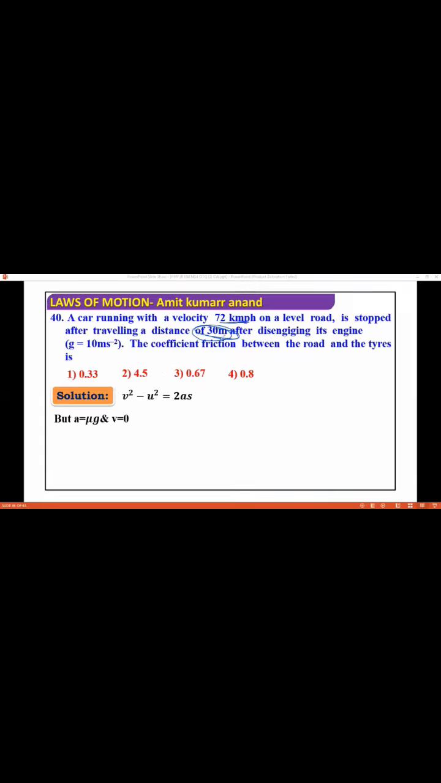So the car is moving with a velocity of 72 kilometers per hour. The final velocity is going to be 0. We can convert 72 kilometers per hour to meters per second, as is given. And basically, what is acceleration? Why is the car stopping? Because of acceleration.